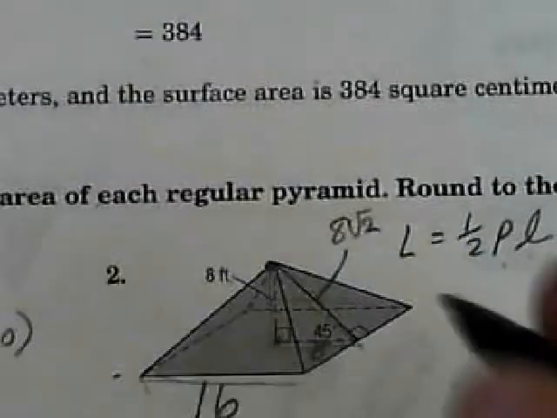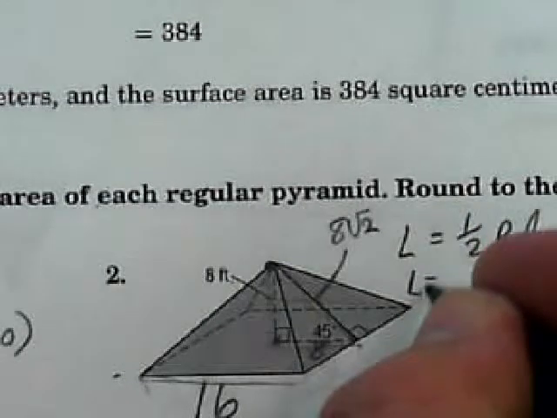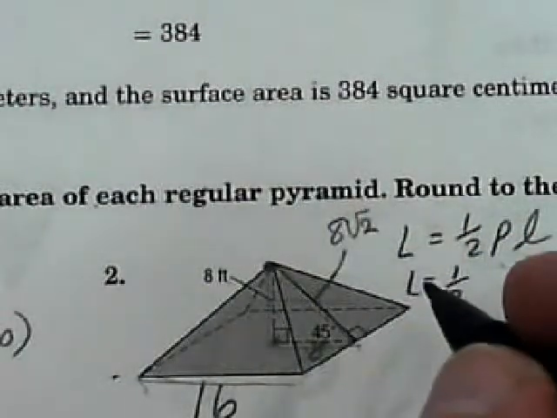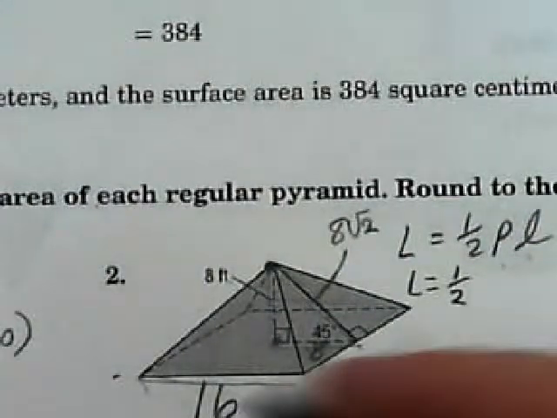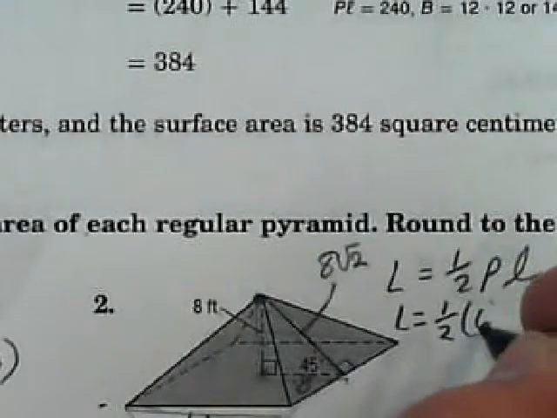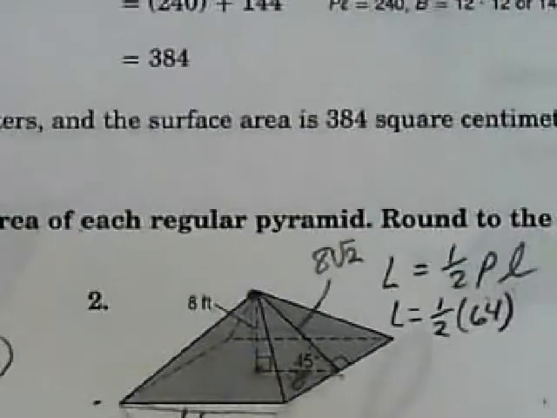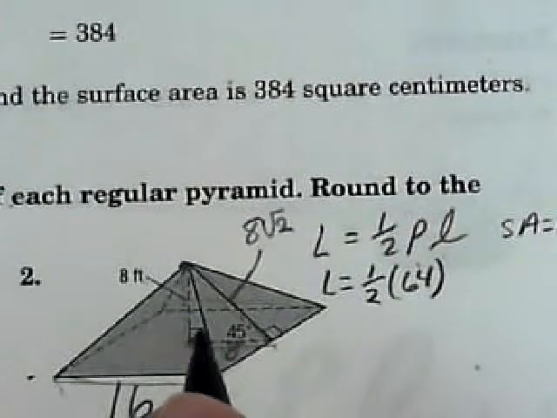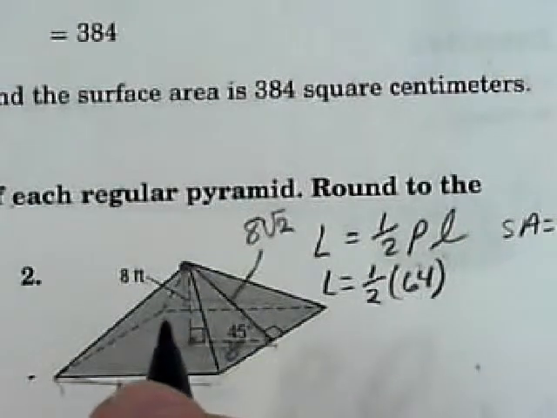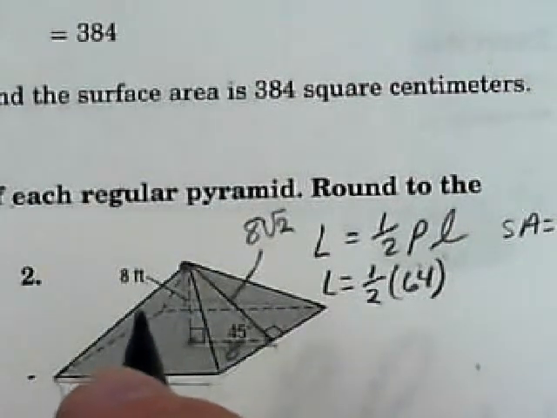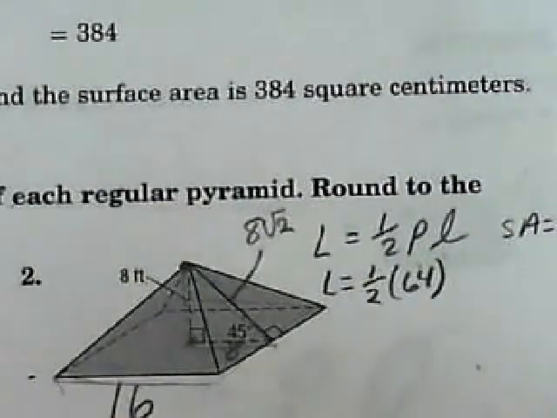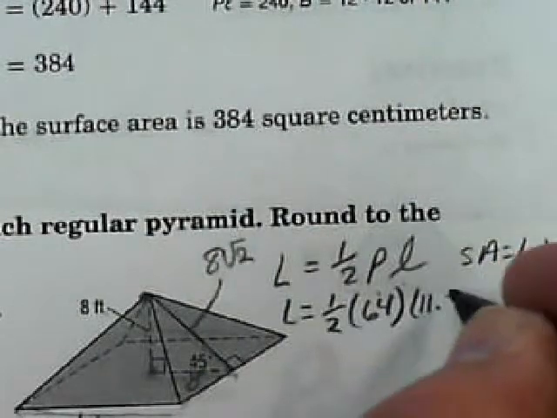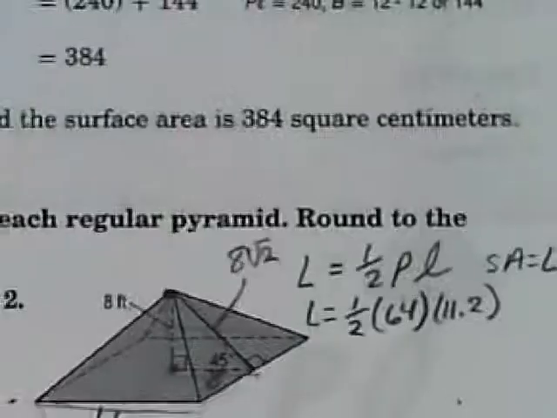So half of the perimeter, 16 cents. The perimeter, as you just got done saying, is going to be 4 times the 16, which is 64. Slant height is 8 the square root of 2. Well, the square root of 2 is 1.4, I believe. So what's 8 times 1.4? 11.2. Okay, we're going to use 11.2.